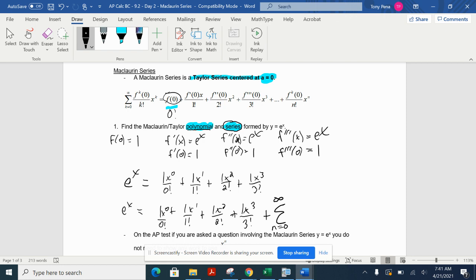And then all we should have here is x to the power of n. So x to the 0 is the first term. And then let n be a 1, that's the second term. Then n becomes a 2, x squared, so on and so forth.